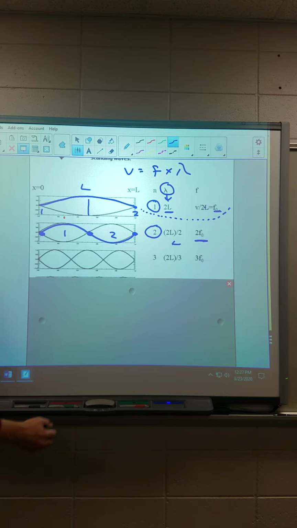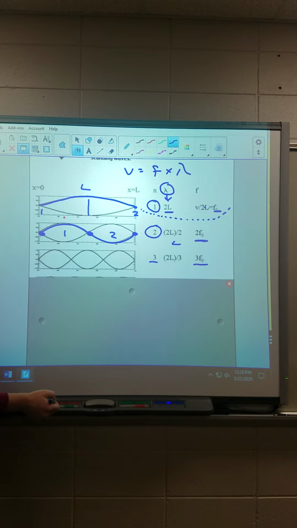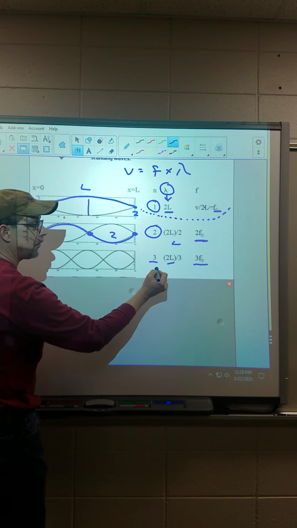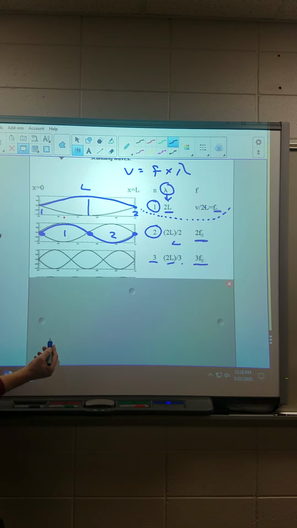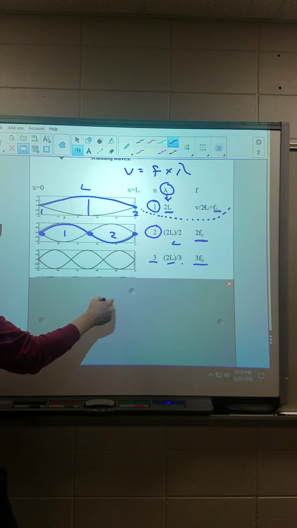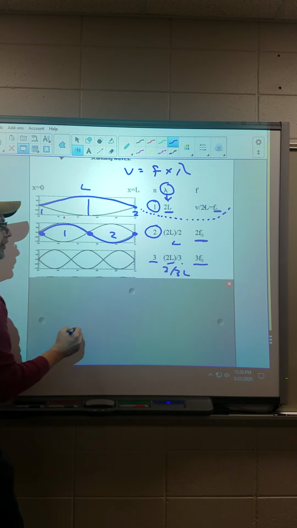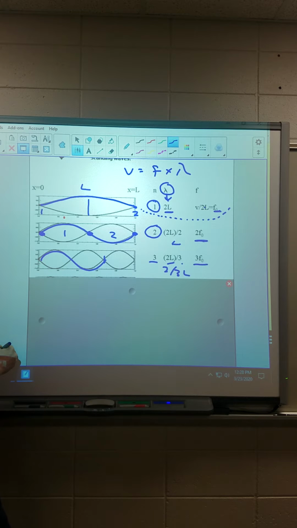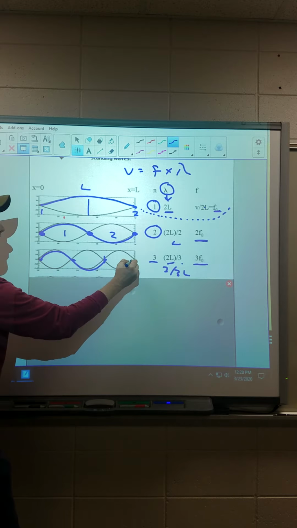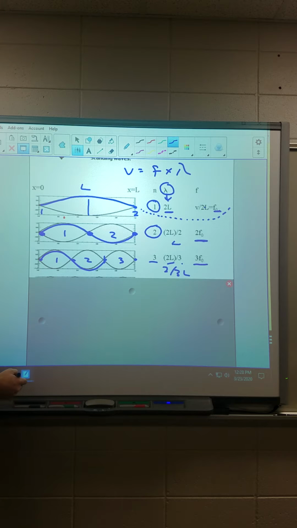My third harmonic right here is going to have 3 times the frequency. So what I'm going to do there is take my initial fundamental wavelength of 2L and divide it by 3 to get my wavelength. So you can actually see here that my wavelength is actually 2/3 L. This is the length of one wave here. And in this case, I'm going to have 1, 2, 3, 4 nodes and 1, 2, 3 antinodes.